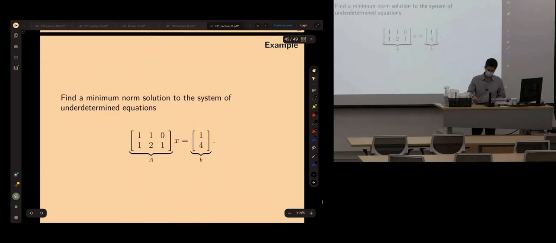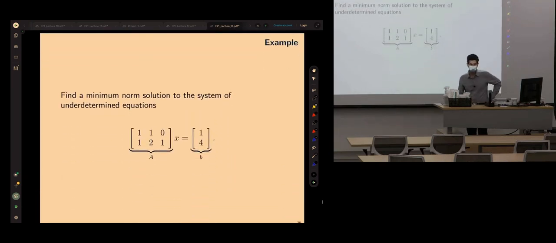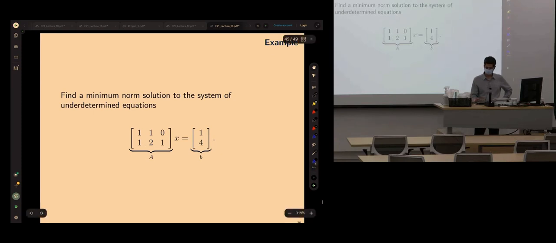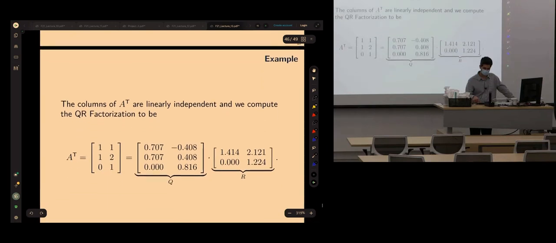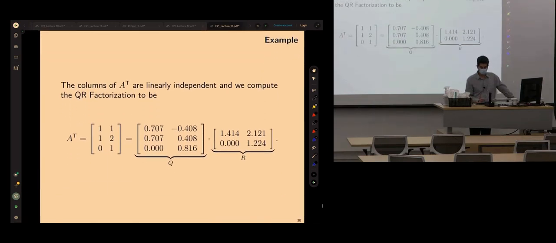Let's look at an example. I have 3 variables and 2 equations. We want to solve this. First, we check that the columns of A transpose are linearly independent. Looks like they are. Then we factorize A transpose, we get Q and R.